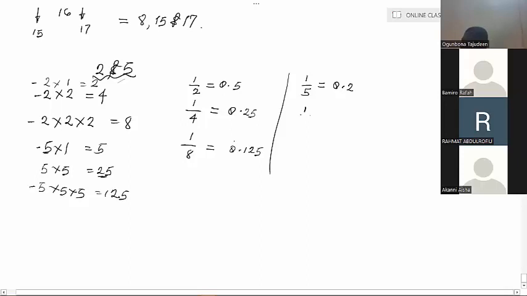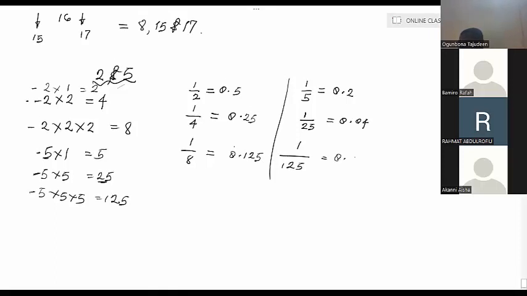Look at this. 1 over 25 is 5 in 2 places. It works back with 4, and that will be 2 places of 4: 0.04. It should be 0.0, so that it will be 2 places. Is that okay? Again, what is 1 over 125? That will be 3 places of 8: 0.008, because they are in 3 places.